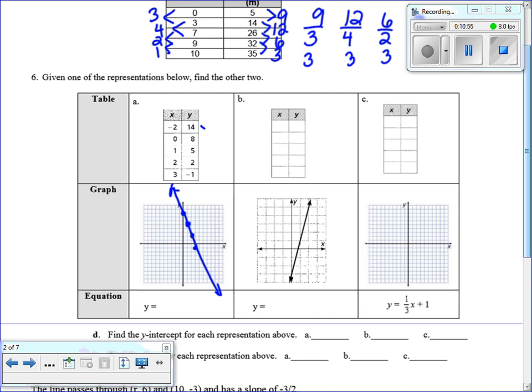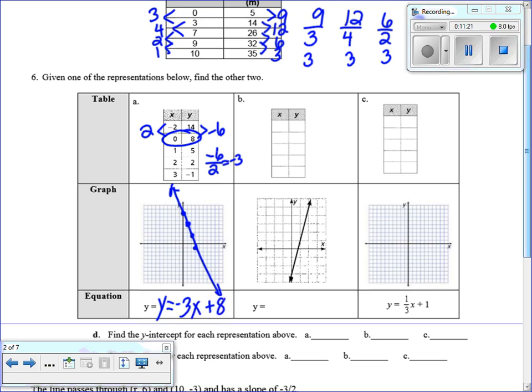So to get from 14 to 8, that's a change of minus 6. And from negative 2 to 2, that's a change of plus 2. So we have a slope of negative 6 over 2, which is negative 3. And we have a y-intercept we see at 0, 8. So we have y equals negative 3x plus 8.